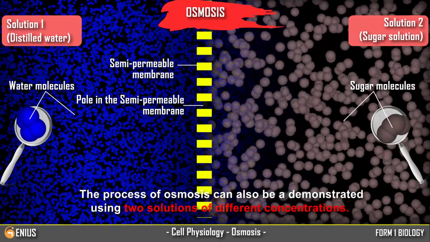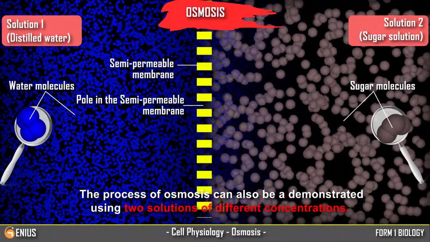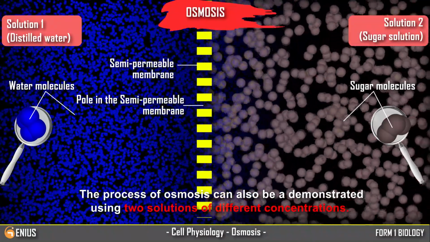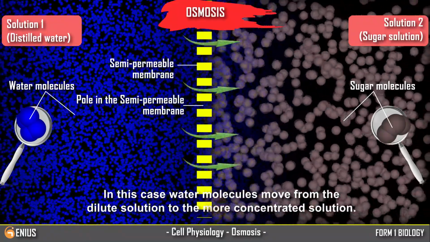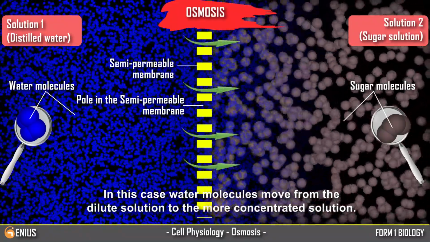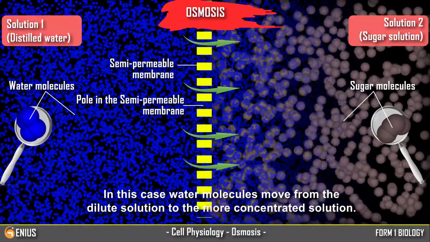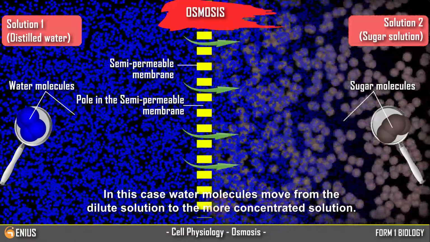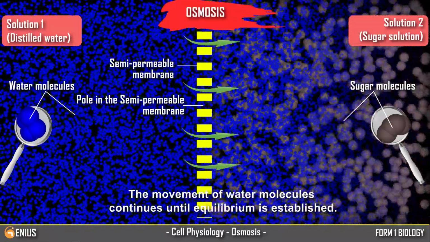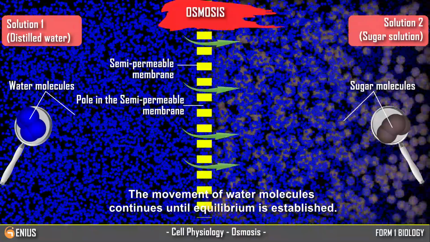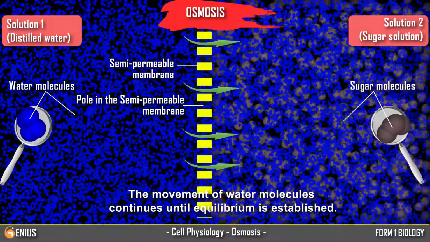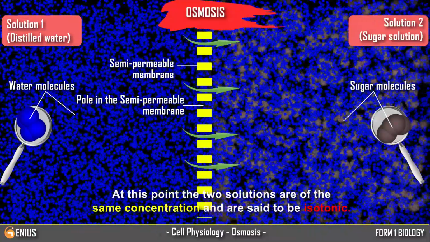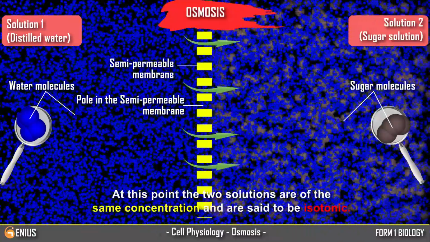The process of osmosis can also be demonstrated using two solutions of different concentrations. In this case, water molecules move from the dilute solution to the more concentrated solution. The movement of water molecules continues until equilibrium is established. At this point, the two solutions are of the same concentration and are said to be isotonic.